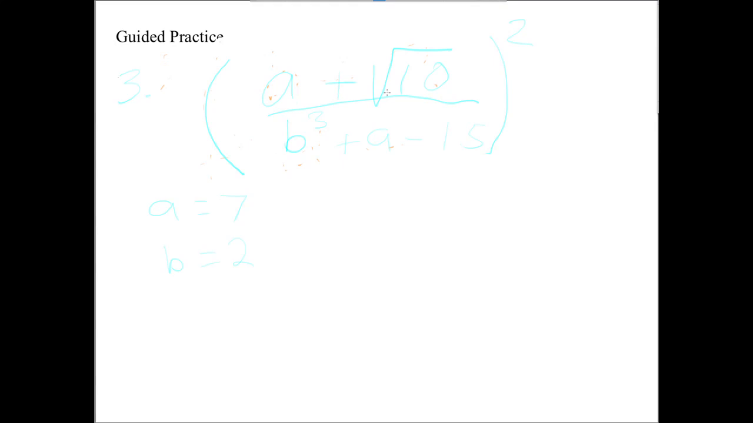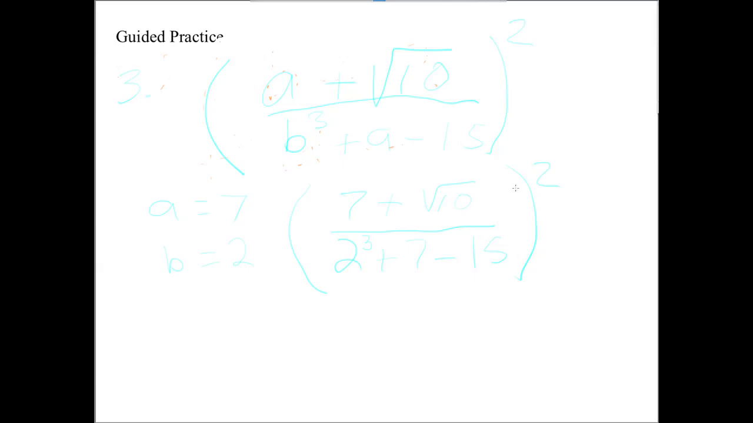This fraction bar is a grouping symbol. It means everything up here is grouped over this whole thing as a denominator. So we have to do that before we do anything else. We've got to take care of that addition up there. So now that we know that, let's go ahead and do our substitution. We get 7 plus the square root of 10 all over 2 cubed plus 7 minus 15, this whole thing squared.